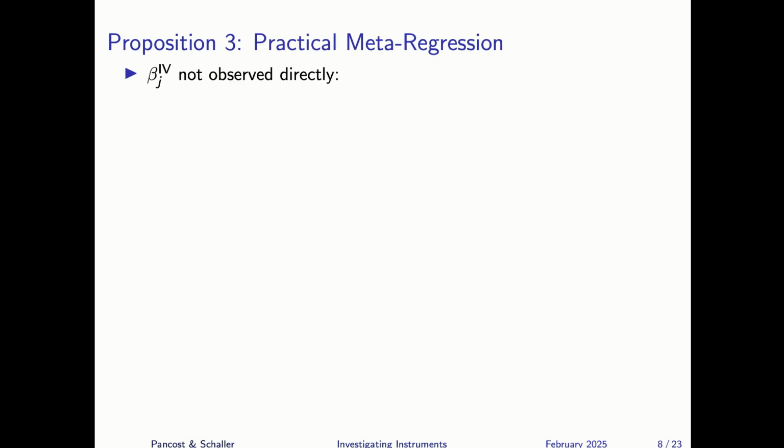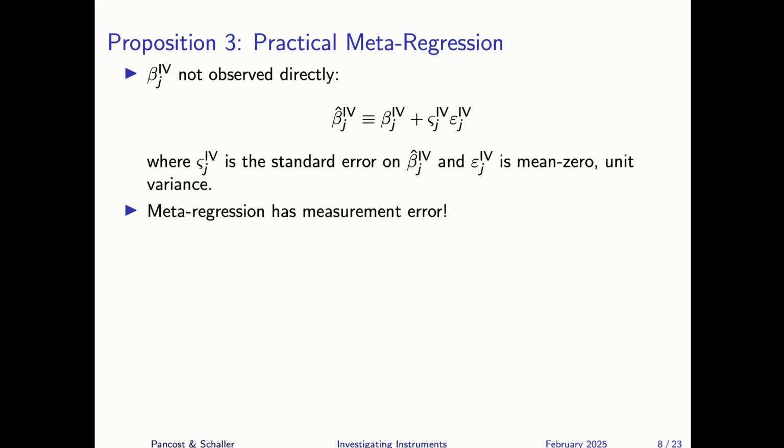All right. Unfortunately, you can't actually run that regression because you don't see the true beta. You don't know the true causal effect. You only observe a noisy estimate of it, the coefficient. That coefficient is the truth plus some noise because of sampling variation. In other words, the meta-regression suffers from measurement error. But in this case, unlike in most regressions, we know how big the noise is because people report standard errors. Okay, so we can correct for that.